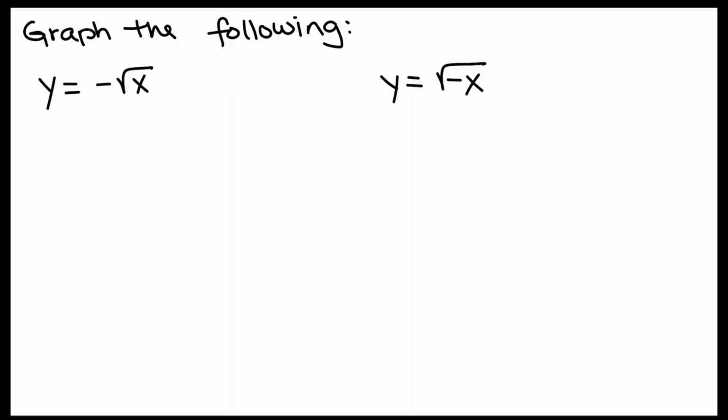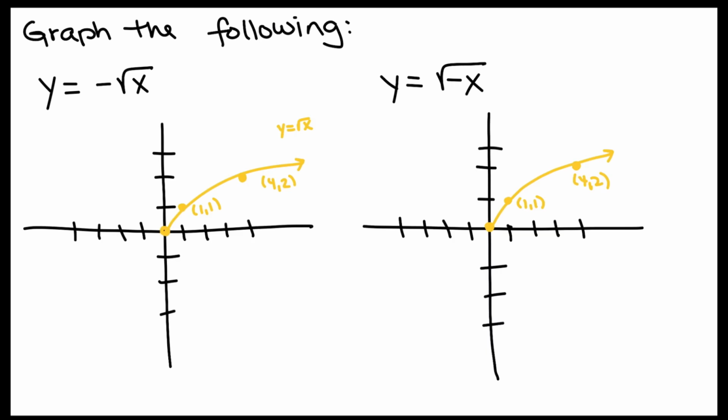So we have the same parent function. For both of these, our parent function is square root of x. The one on the left, the negative, is outside of the function, and the one on the right, the negative, is inside the function. All right, so for both of these, we've got the same parent function, so I'm just going to sketch that right now for both. My square root function goes through the origin, 1, 1, and 4, 2.